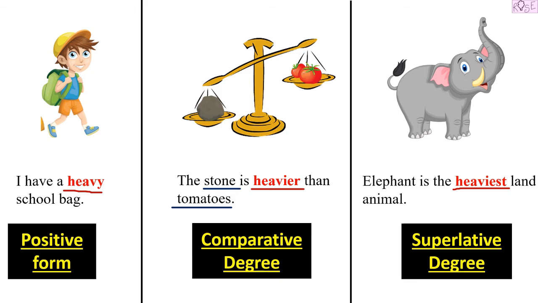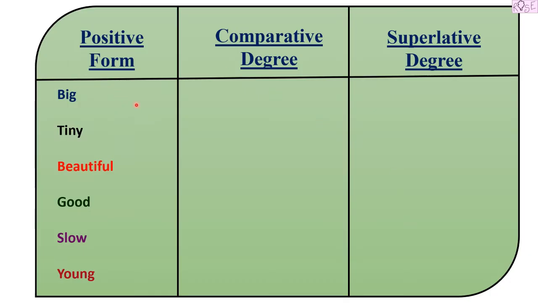Now let's do a fun activity. What do we have to do? They have given us the positive form of adjectives and we have to write the comparative degree and superlative degree. The first one is big. What is the comparative degree of big? Bigger. And the superlative degree is biggest. Next we have tiny. Comparative degree of tiny is tinier. And the superlative degree is tiniest.